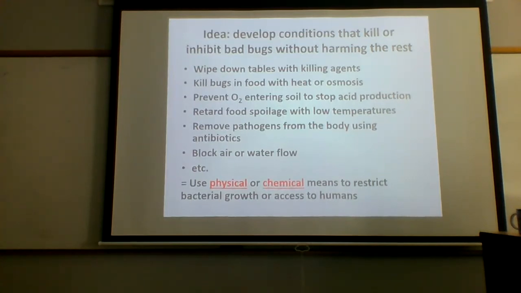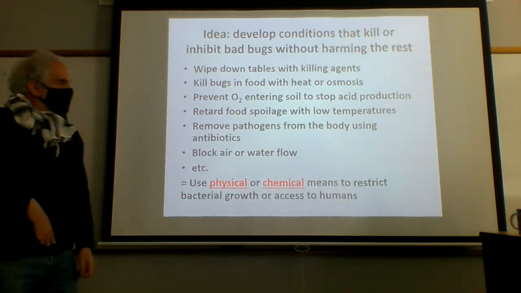So a couple of different ideas, and these are things we know just from basic hygiene. Wiping down tables with various kinds of killing agents, because a table, if it's constructed out of the correct material, can be pretty much inert. And if you notice, the tables in the micro lab are actually different than the tables in my cell and molecular lab, and that's because the micro lab tables are designed to have pretty harsh chemicals laid on top of them. Another thing you can do is kill stuff with heat or extracting all the water out of it, osmosis, or actually dumping a ton of water into them. Preventing oxygen from getting into the soil can help stop some things. Low temperature is a great way to inhibit bacterial growth.